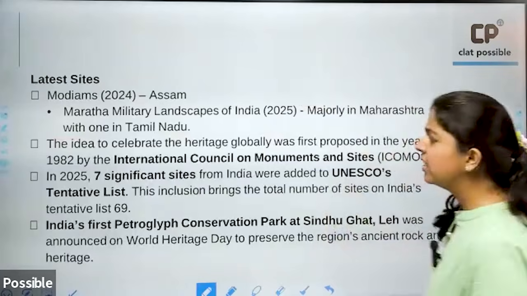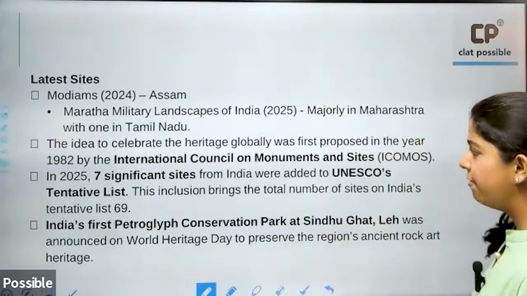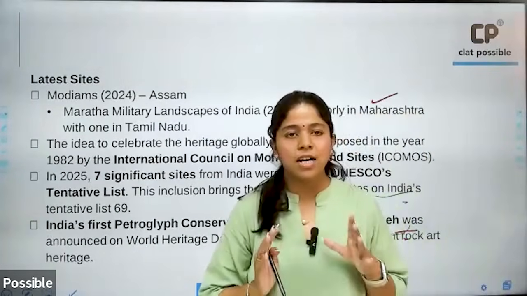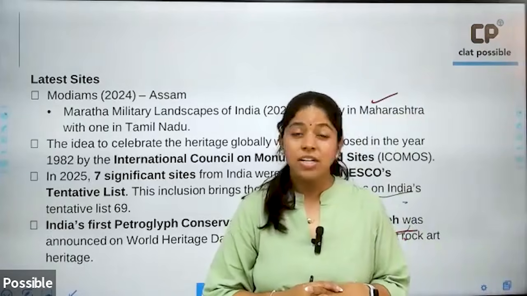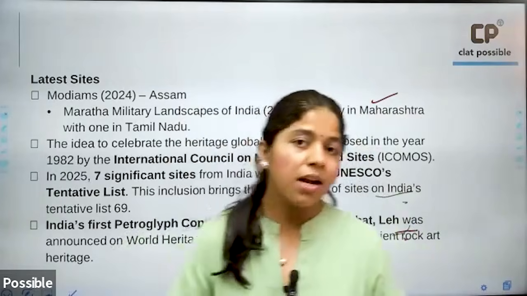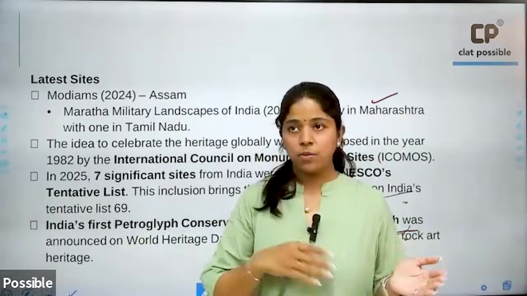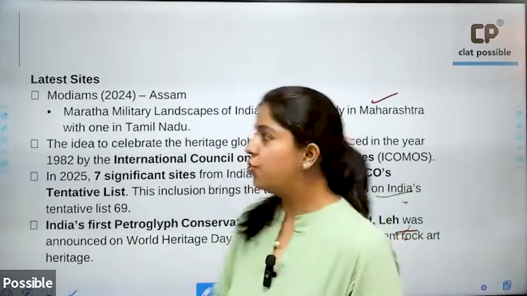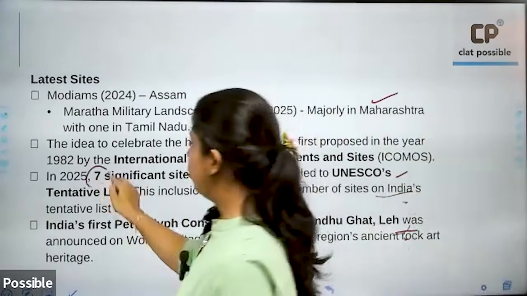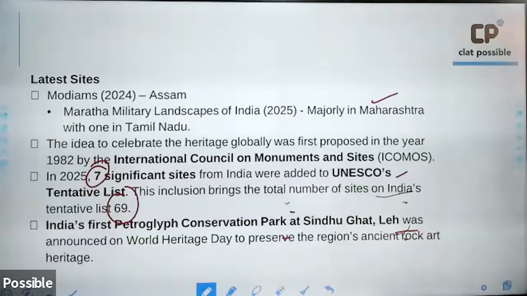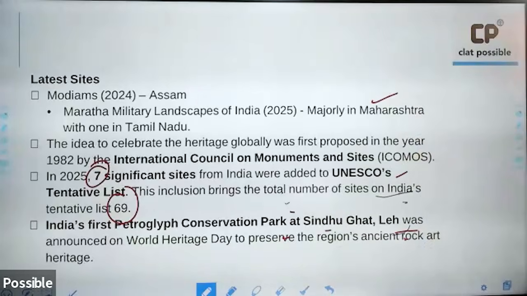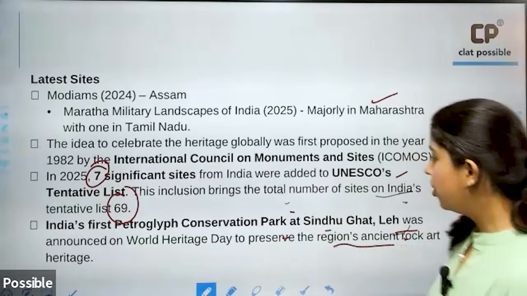All right. Latest sites, I can go through it. Last year, 2025, we had Maratha military landscapes which were declared. These are a group of 12 cultural heritage forts, out of which 11 are located in Maharashtra, 1 is located in Tamil Nadu. You can't remember the names of the 11 forts of Maharashtra, but do keep in mind the name of that one particular fort which is located in Tamil Nadu, which is the Jinji Fort. Then last year in the tentative list also we got 7 new inclusions, and now we have 69 sites in UNESCO's tentative list. India's first petroglyph conservation park at Sindhu Ghat in Leh was also announced on World Heritage Day to preserve the region's ancient rock art heritage.